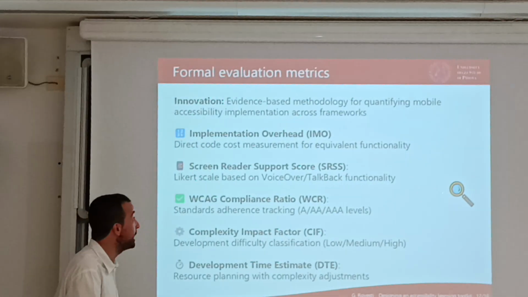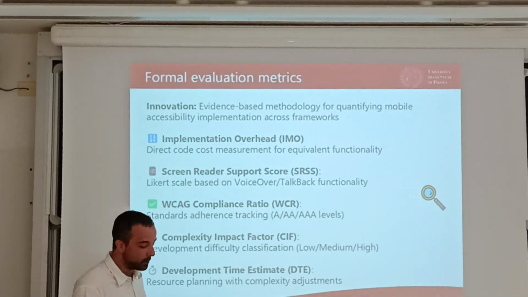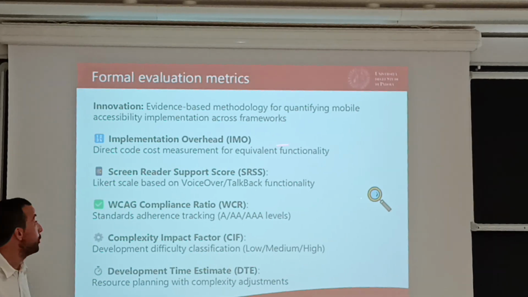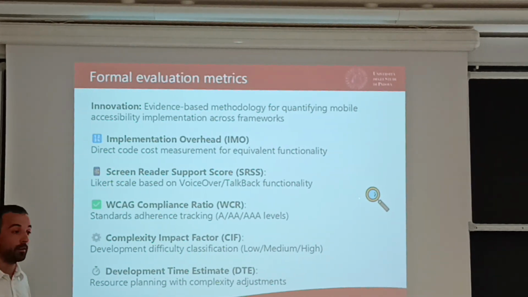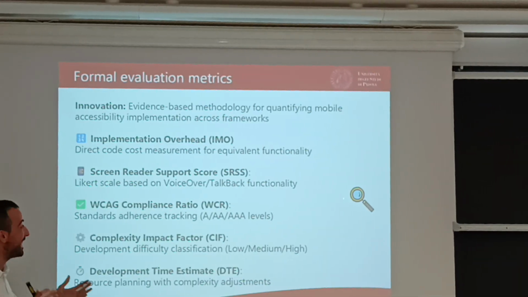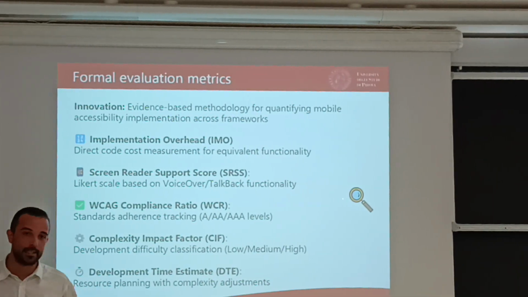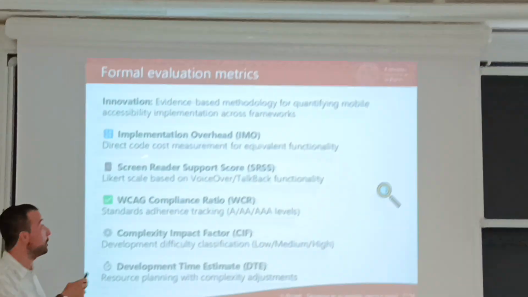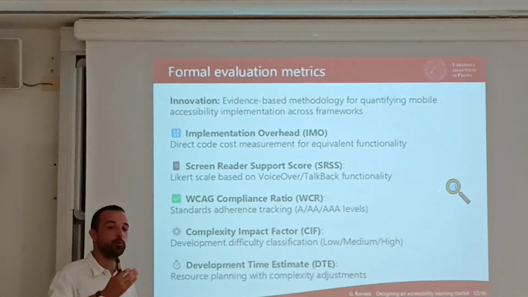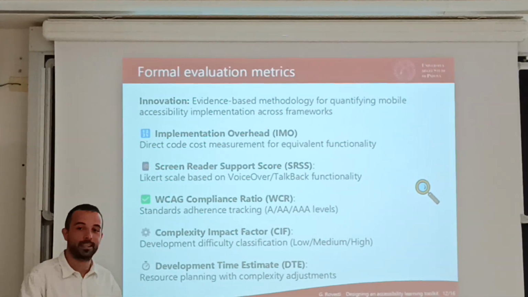And in this case, how was it made? Well, we talk about the metrics used formally to evaluate something like that. We briefly discussed already the overhead. So we try to make metrics as general as possible, but of course precise and based on objective data, which is the case, as said, of implementation overhead. What is the code that we need to add in order to make it equivalently accessible?